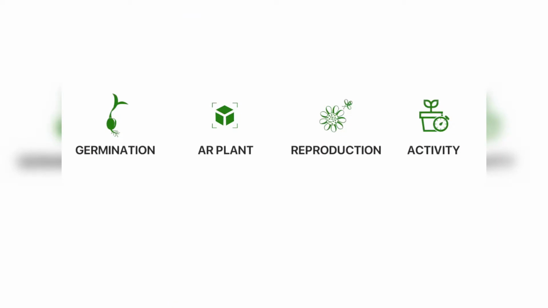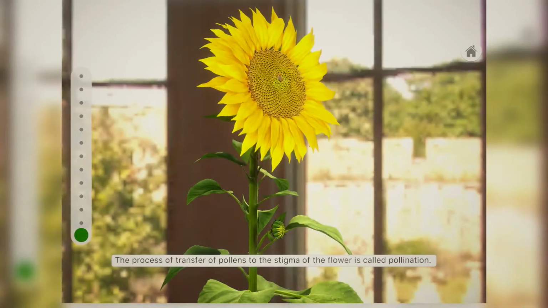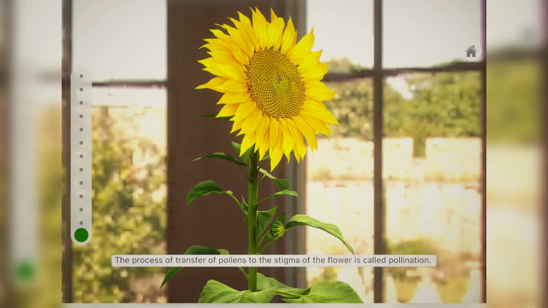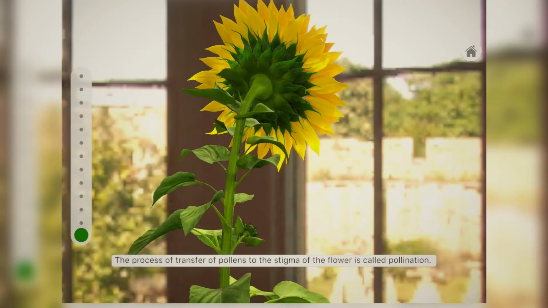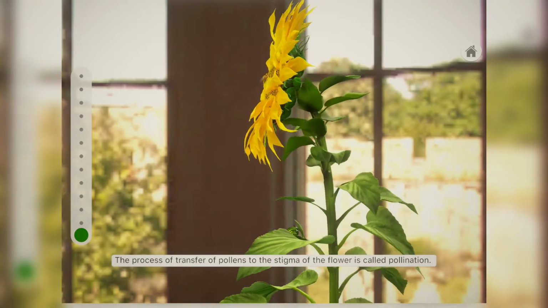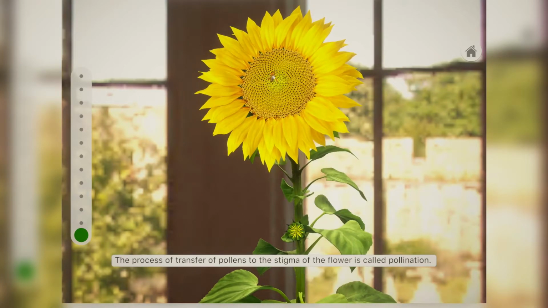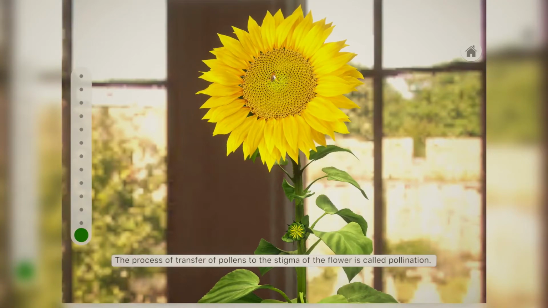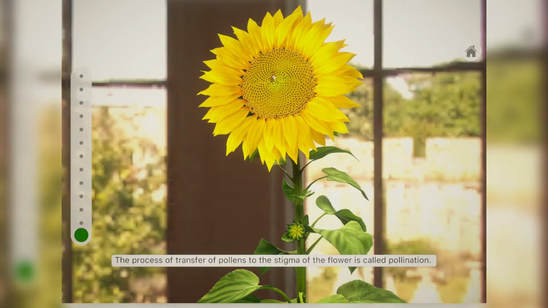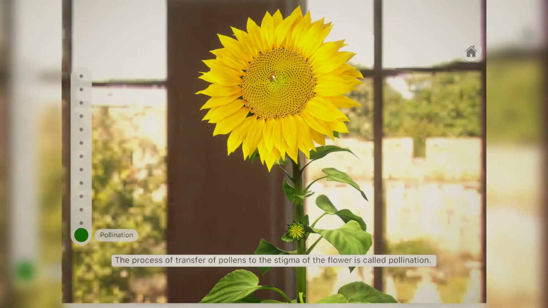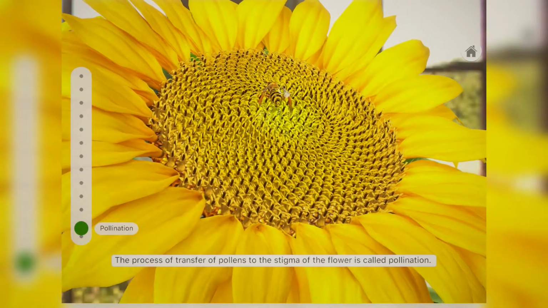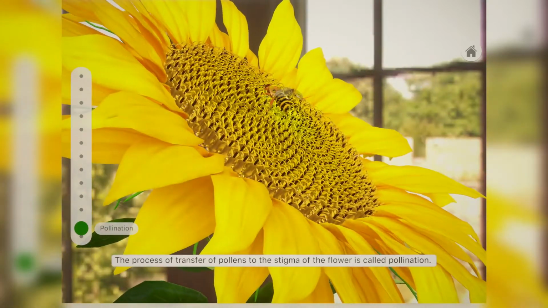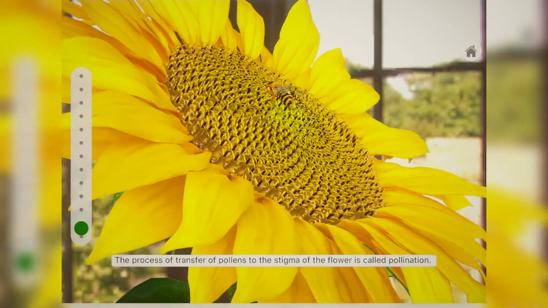Okay, now I will open the Plantail application, and this application will help us understand that. Okay, let's look at the flowers, the sunflower, and then I will zoom in. And what is that? Can you see? Yes, there is a bee. The bee is getting the nectar.